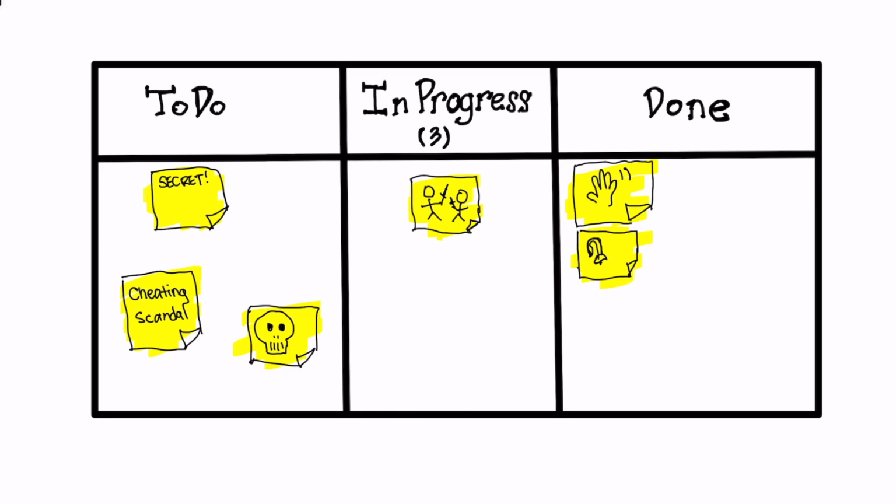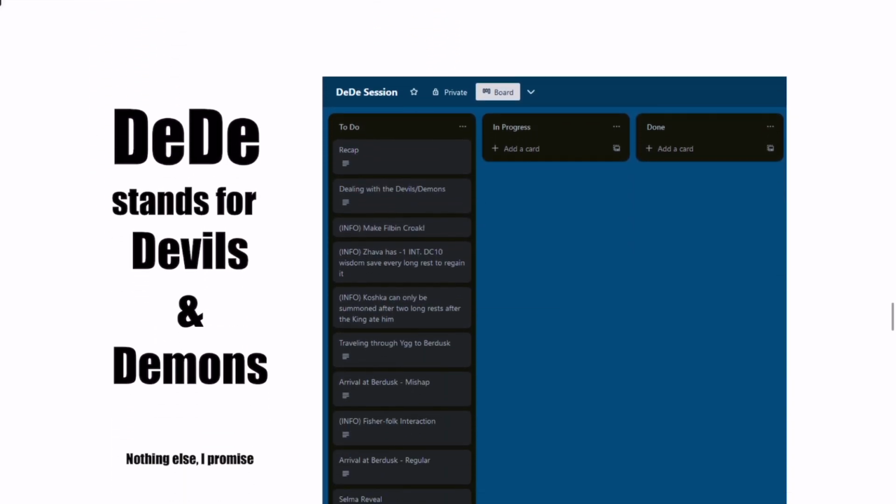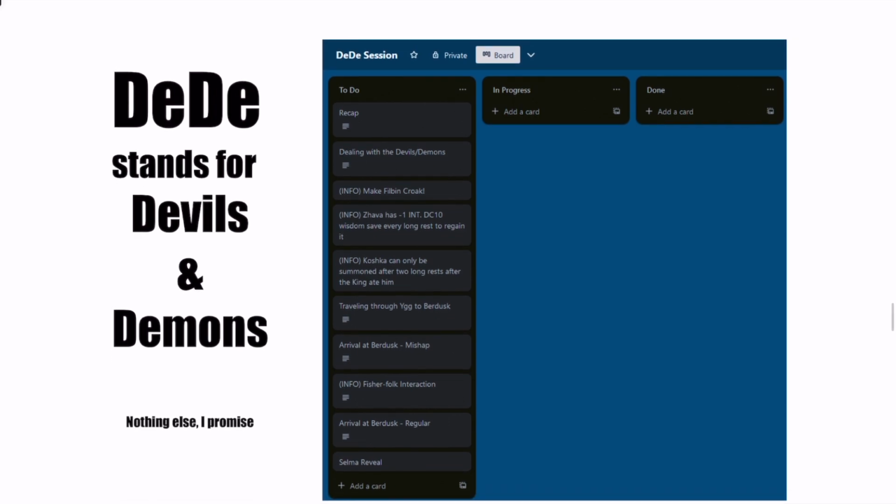Imagine then having a DM screen where one of your panels consists of these 3 columns: to do, in progress, and done. And you had a number of sticky notes representing the aspects of the session that you have lined up. There's also the option of using a digital tool like Miro or Trello. Here, take a look at the Trello board I prepared for a session I was planning.